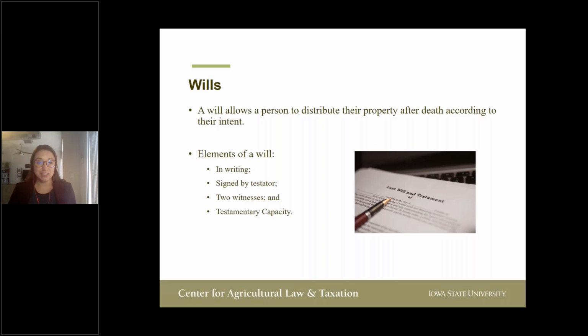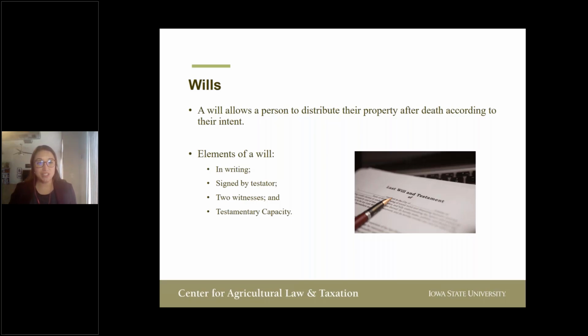But at the basics of it, what you need for a will, and this is for Iowa, it might differ slightly depending on what state you're in, but in Iowa, to have a valid will, it just needs to be in writing. So at this point, you can't do a video will or anything like that. It has to be in writing. The testator, the person creating the will, has to sign it. There also have to be two witnesses. Those three are the technical requirements.